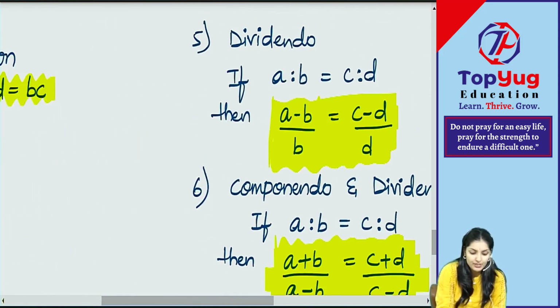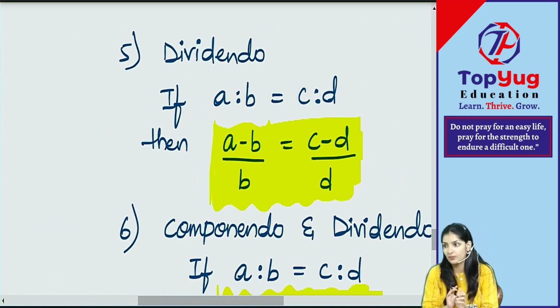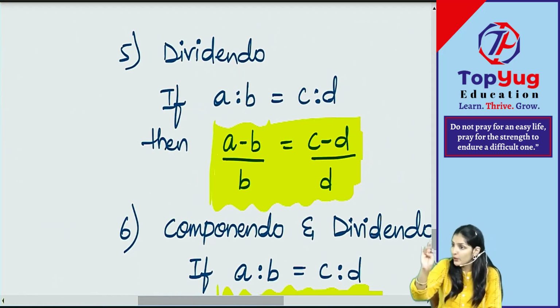Now the next one is dividendo. Basically, componendo and dividendo are asked most of the times together, but we are learning separately and then we'll mix it. So in componendo you will add, in dividendo you will subtract. Subtract you will write in the numerator. A minus B by B is equal to C minus D by D.